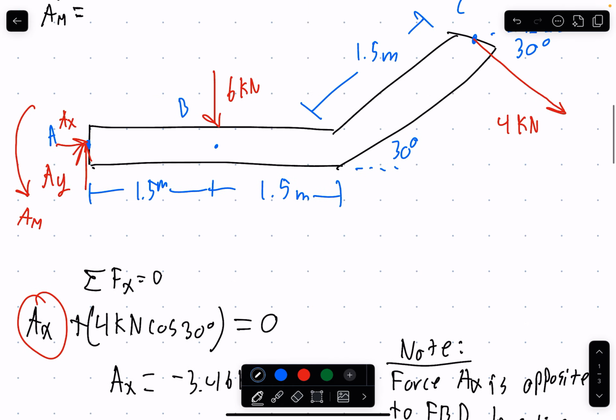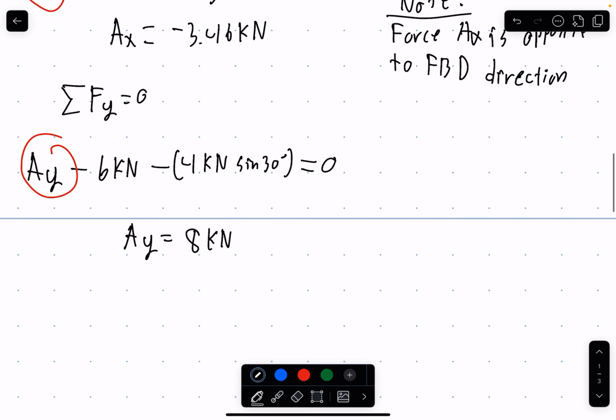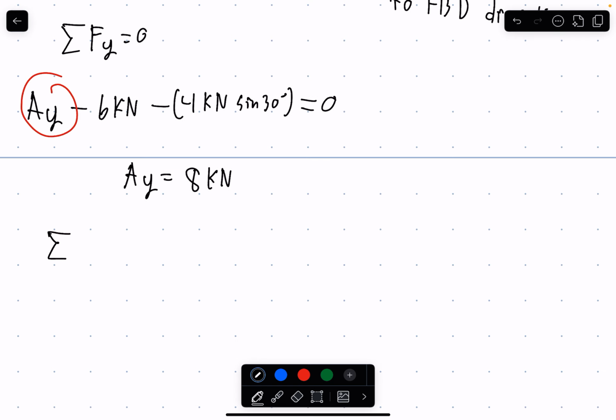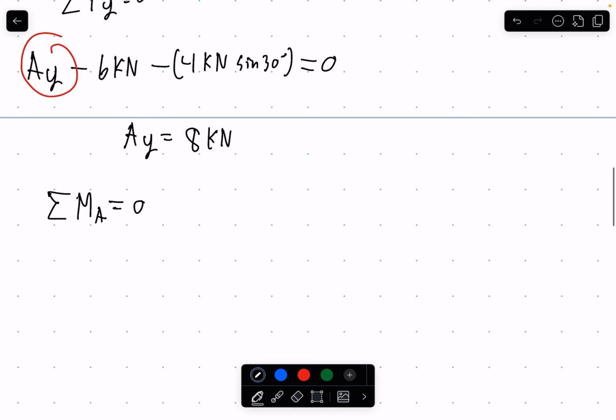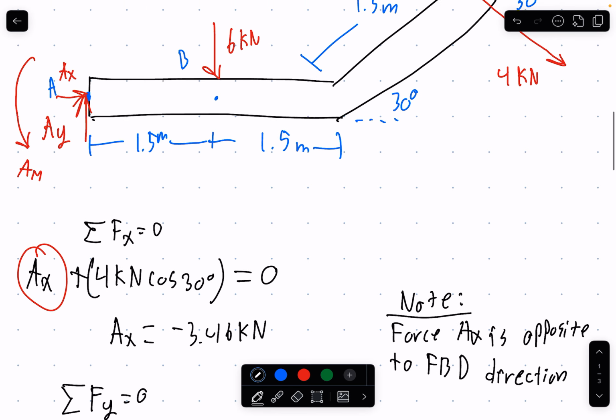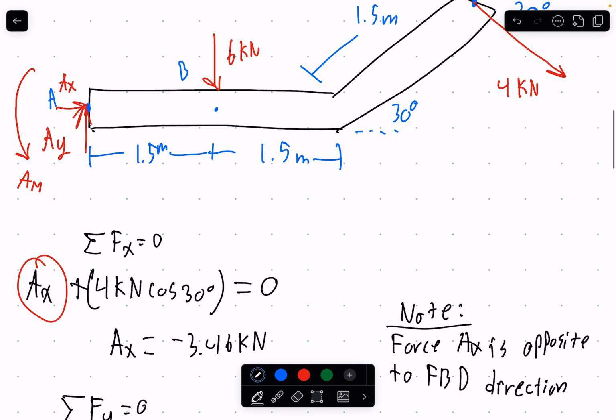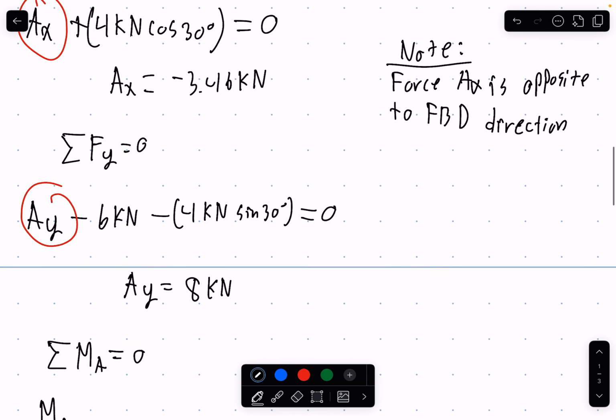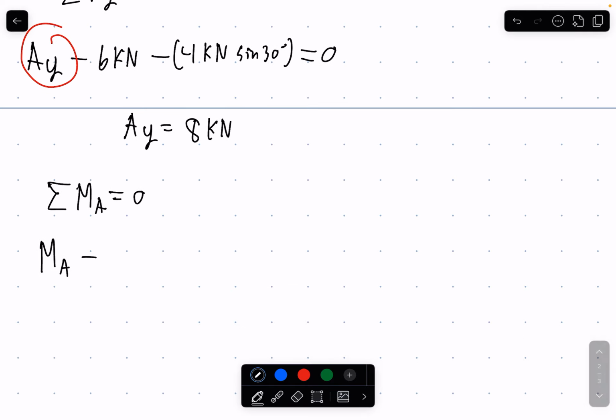Okay, to find the reaction of A at the moment, we'll sum the moments around A. You can sum the moments around anywhere, but I think summing them at A will be the easiest for us. We're going left to right. We have the free moment about A. That's going to be positive, using the right-hand rule. And then going to point B, we have the 6 kilonewton point load, which is going to be negative. It's acting at 1.5 meters away from point A.